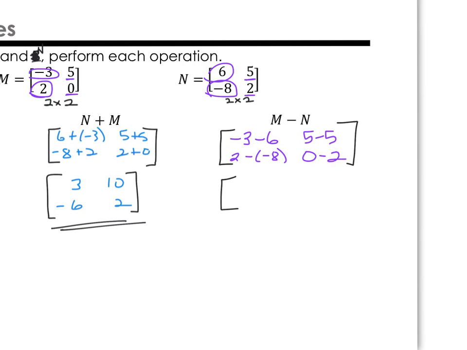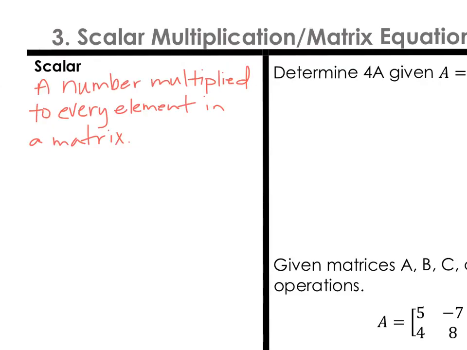And we'll get negative 3 minus 6 is negative 9. 5 minus 5 is 0. Now in that bottom row, we have 2 minus negative 8, which becomes 2 plus 8, which is 10. And then 0 minus 2, which becomes negative 2. And that is our subtracted matrix solution for M minus N.